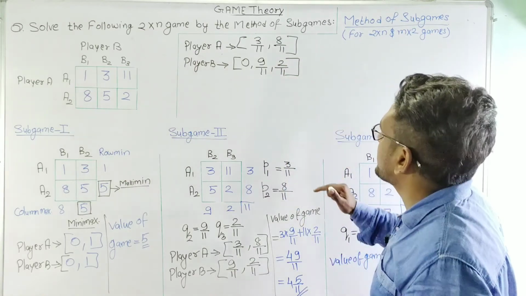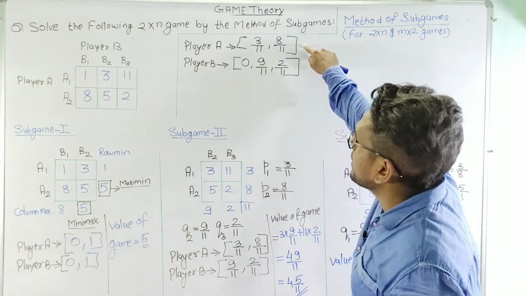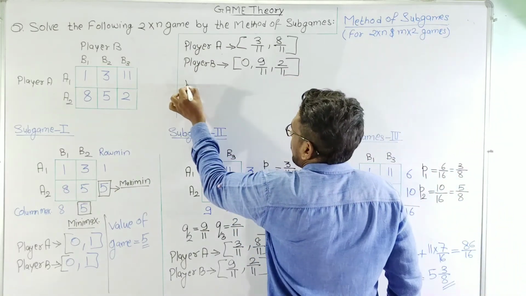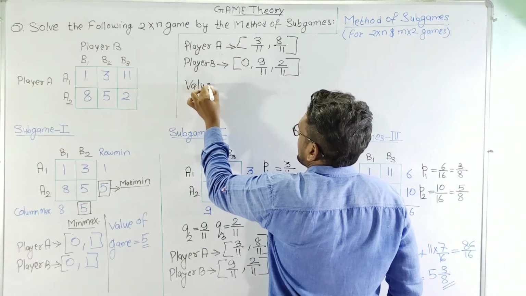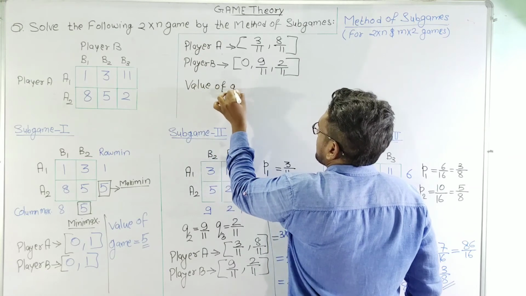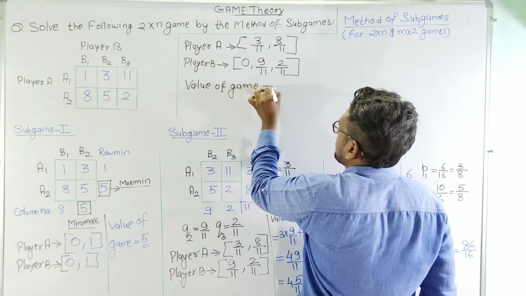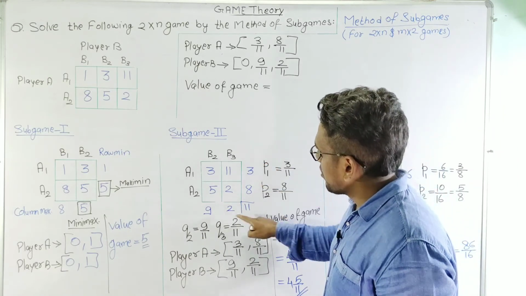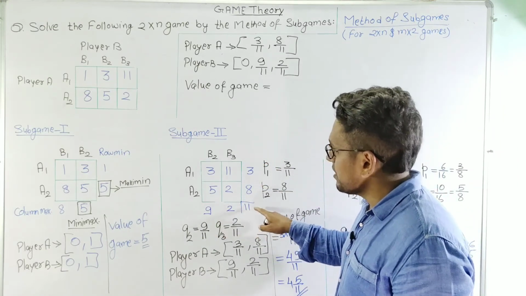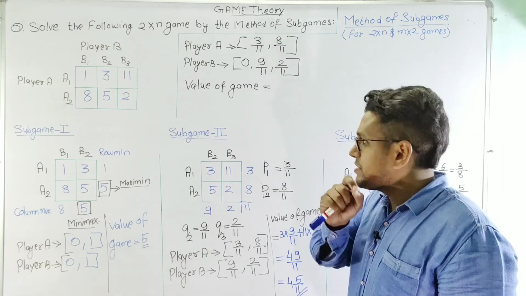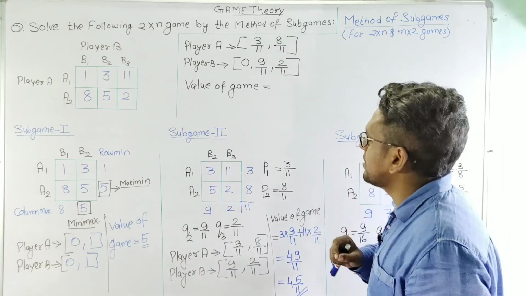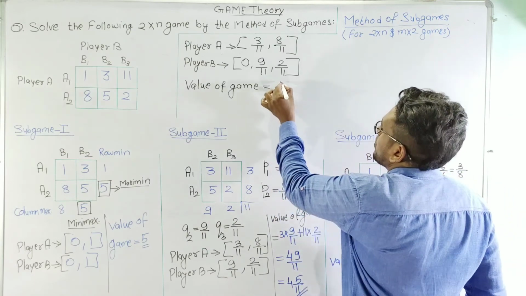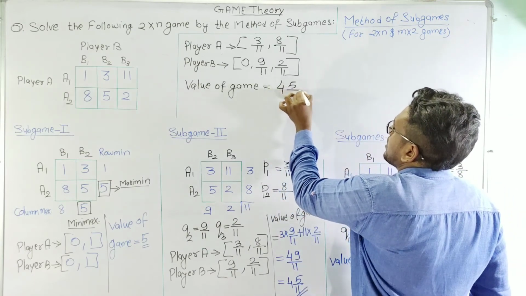So these are the optimal strategies for player A and player B in this particular game, and the value of the game is the same for player A and player B, because here the vertical and horizontal sums of oddments are equal. That means the value of the game will be the same for player A and player B. So here we can see that the value of the game is coming as 4 5 by 11.